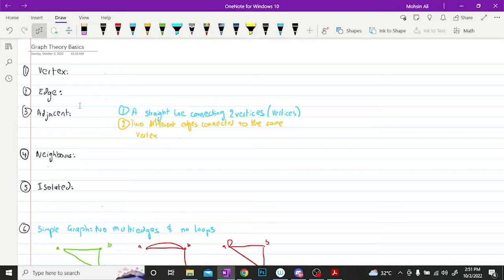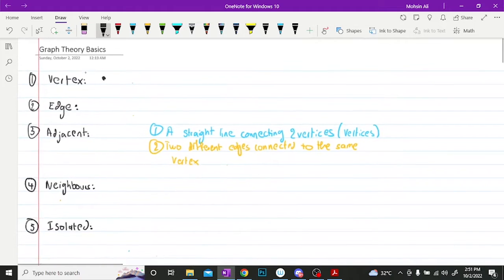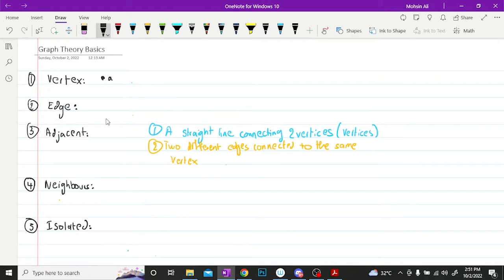So to start off, we will be starting off with what's a vertex. A vertex is just a dot or a node. An edge is basically a line connecting between the two dots or the two vertices. So this line is the edge and these dots are basically the vertices.